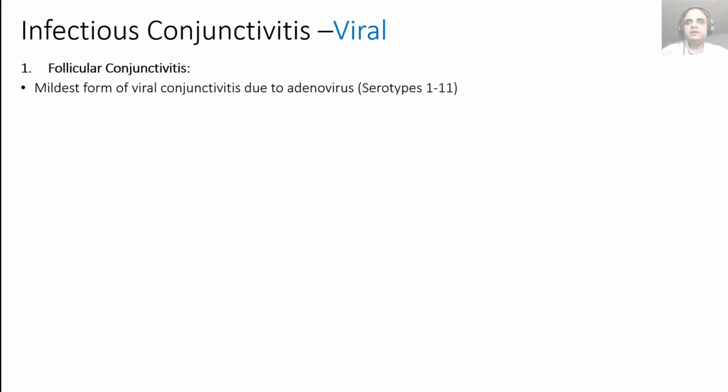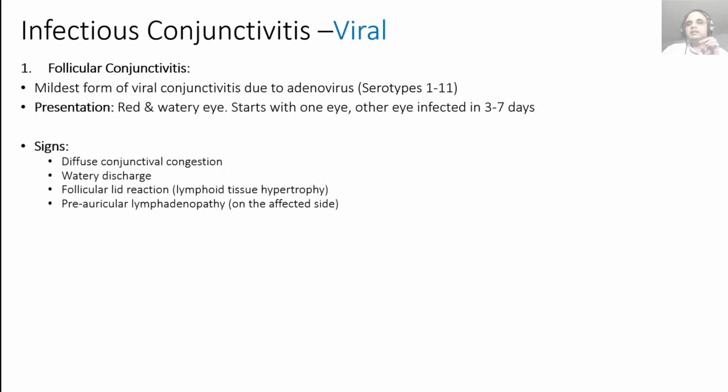We'll start off with follicular conjunctivitis, which is the mildest form of viral conjunctivitis. It is not the most common, but the mildest form. The viral serotypes involved are 1 to 11, and the presentation is of a red and a watery eye, with one eye and the other eye following between 3 and 7 days.